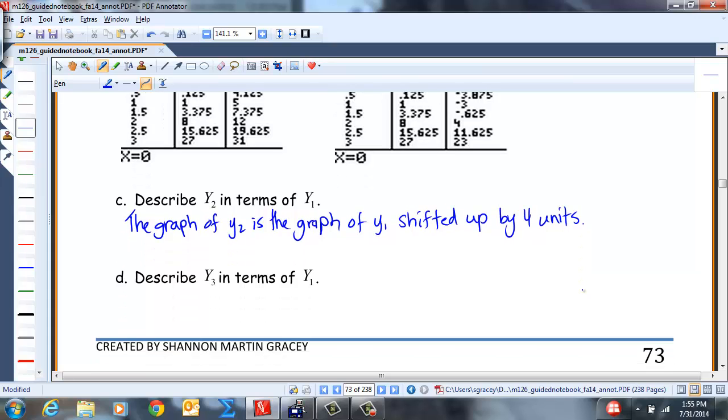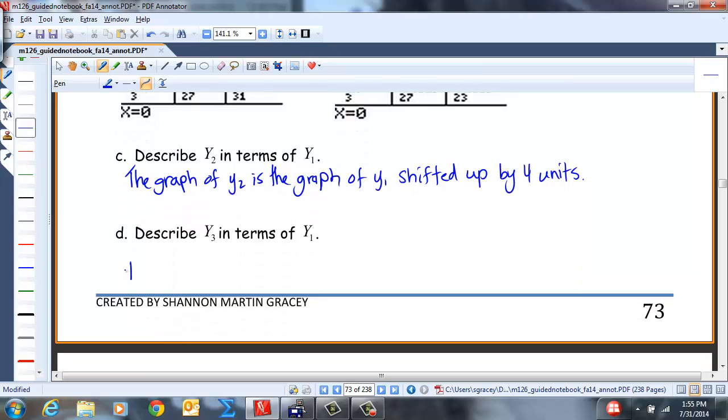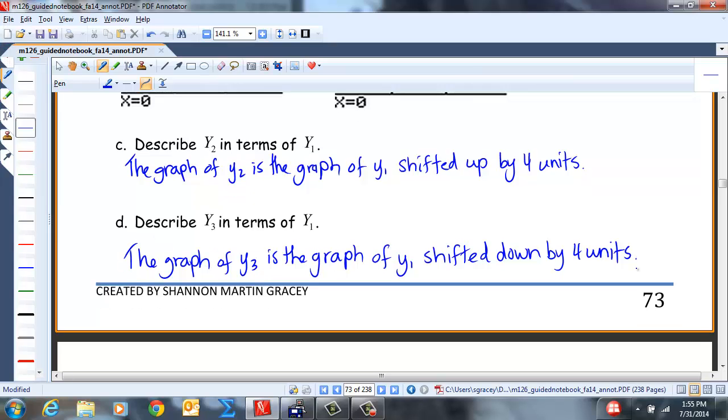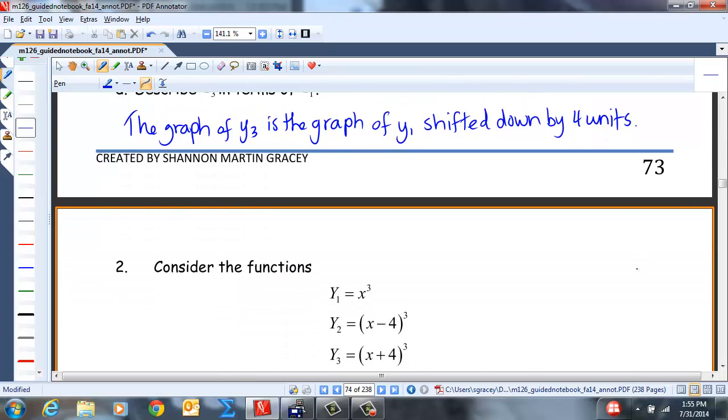And how about y3 in terms of y1? Good. The graph of y3 is the graph of y1 shifted down by 4 units. So once you memorize the library functions, it's very easy to graph functions that have been transformed in some way, by understanding these relationships.